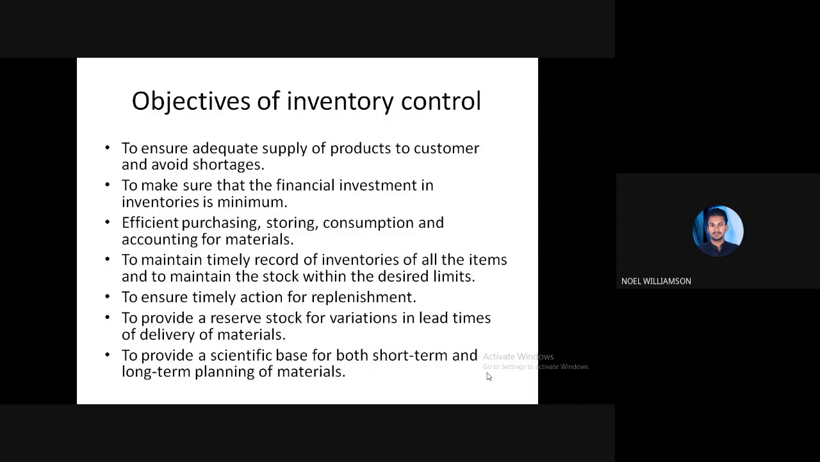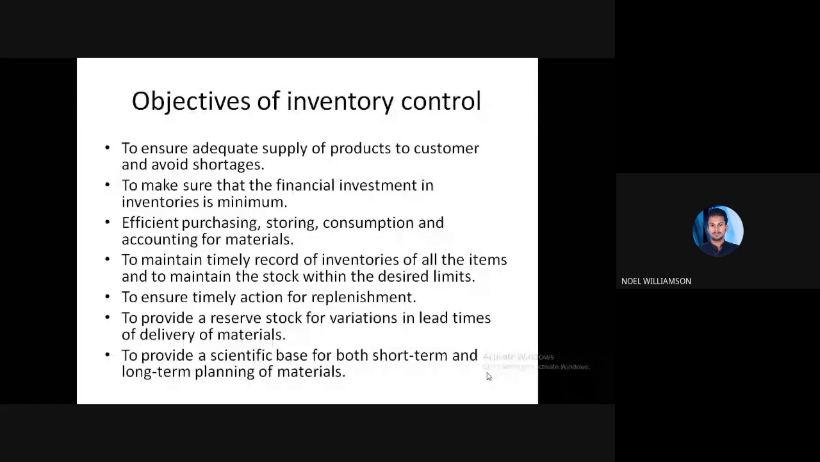How to minimize? We have to prevent unnecessary increase in the inventory, or unnecessary production of materials or products. Then efficient purchasing, storing, consumption and accounting of the materials. Purchasing, storing, consumption of the products, and everything related to accounting should be made efficient by proper inventory control. So controlling is done over these things.